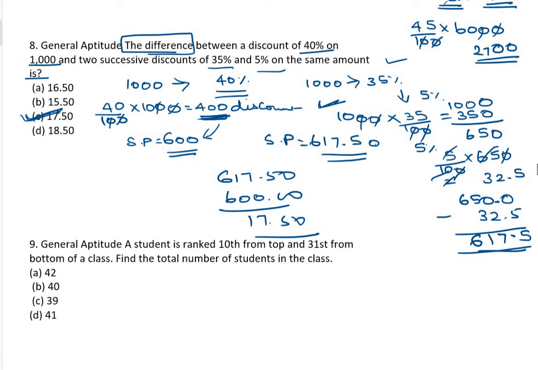Direct discount means 600, that is the selling price. Successive discount means this is the original amount: first 35%, that is 650, the marking price. Again 5% means 32.5, so you have to subtract. Finally we have to pay 617.5. The difference is 17.50. Come to the next question.